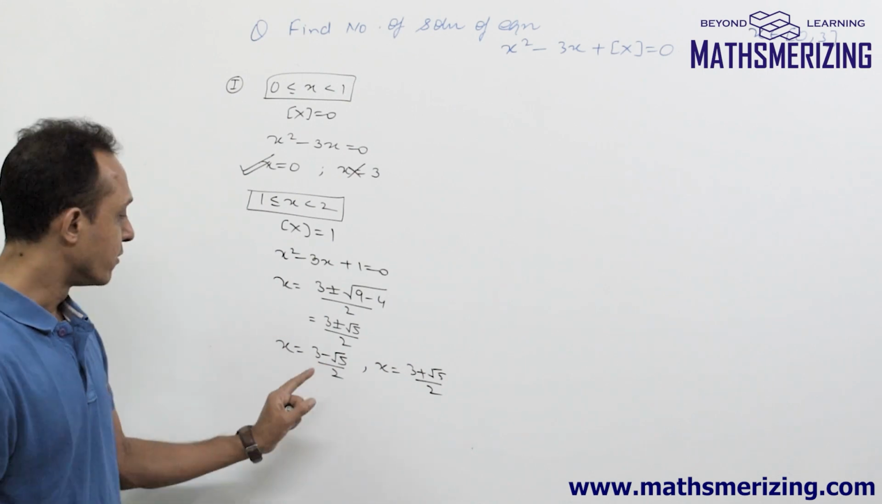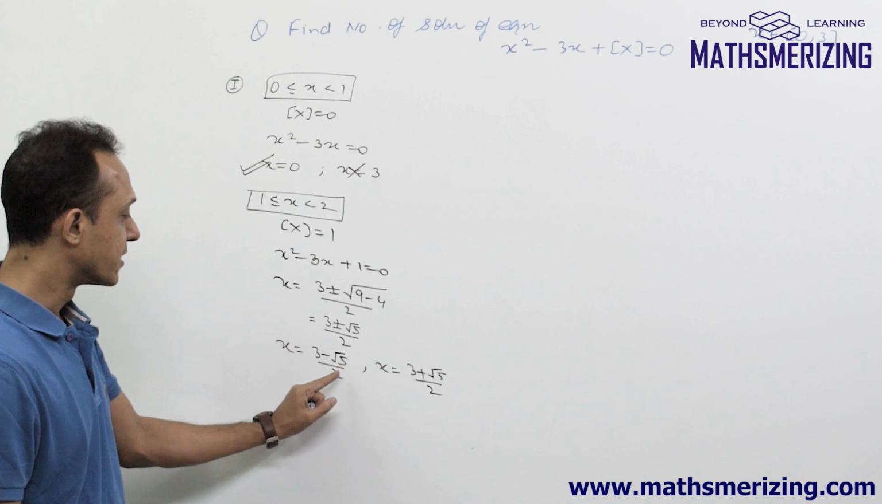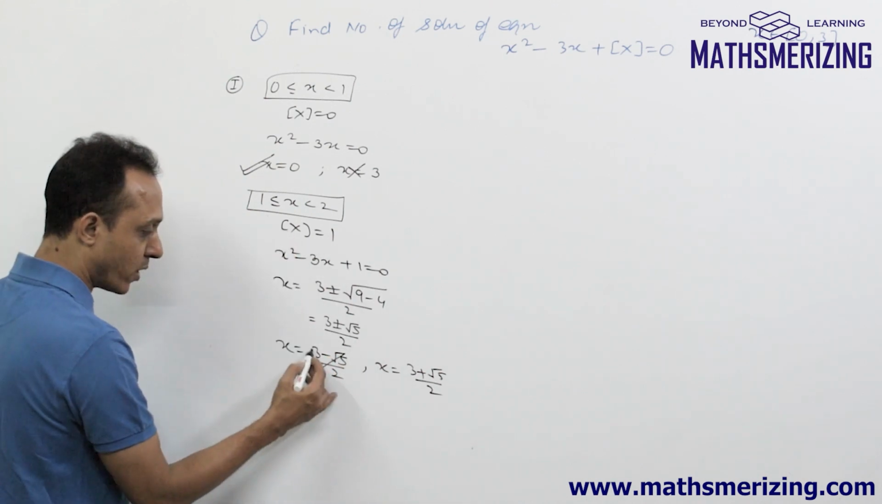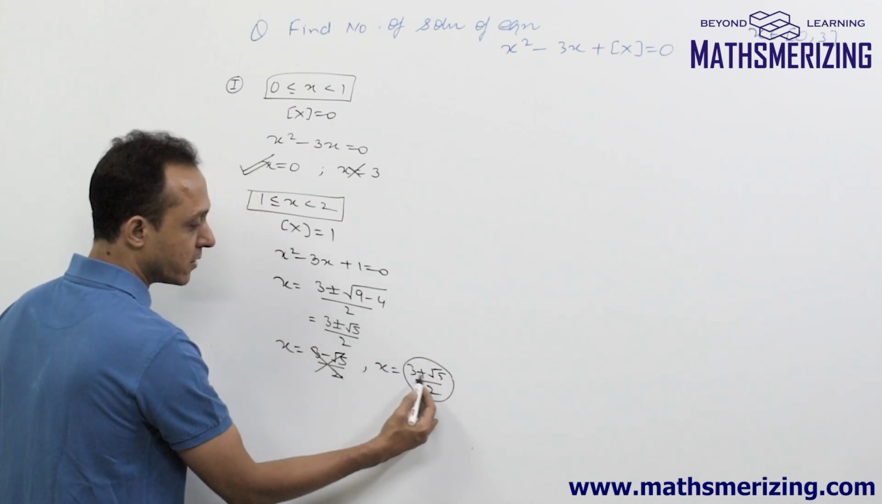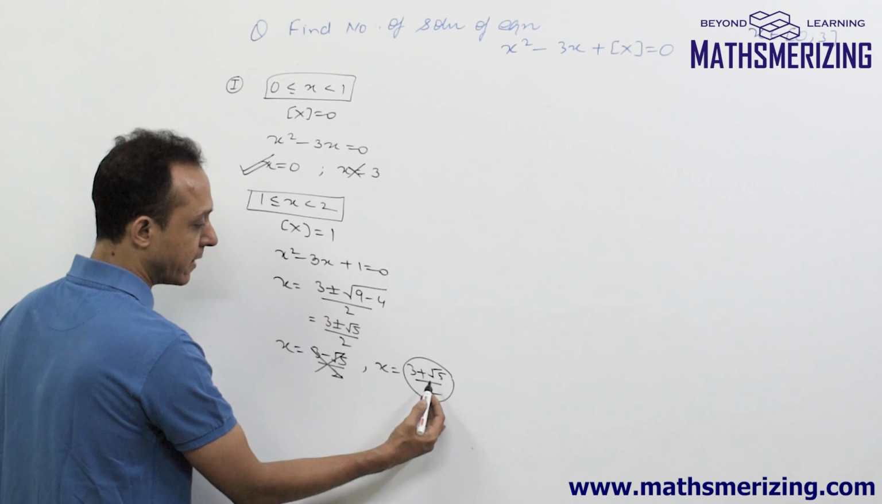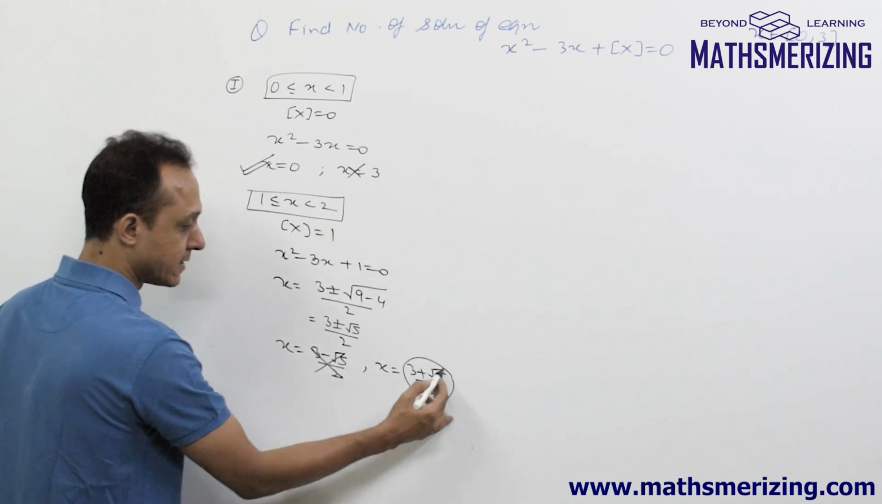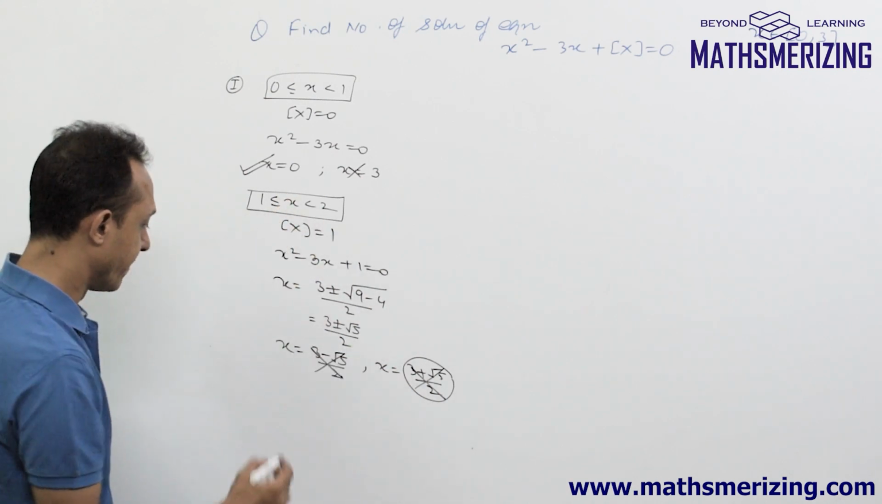Now root 5 is 2.2 something. So 3 minus 2.2 something will be 0.7 something. 0.7 something divided by 2 is 0.35, which is less than 1. So it doesn't lie in this interval. And 3 plus root 5 by 2, there will be 5 point something divided by 2, which should be greater than 2.5. So in this case, this also doesn't lie in this interval. So there will be no solution in this given interval.